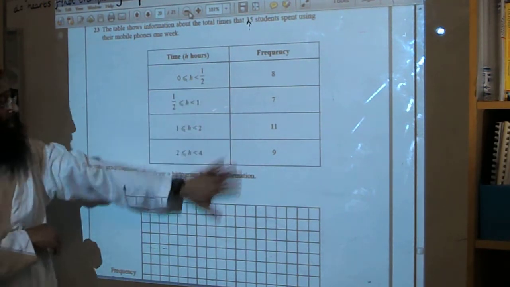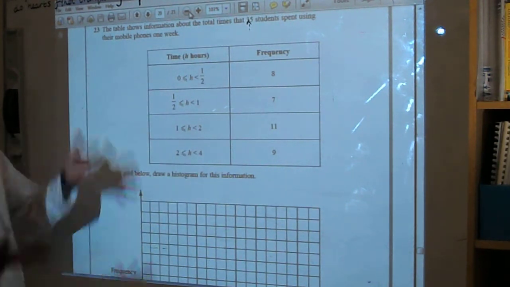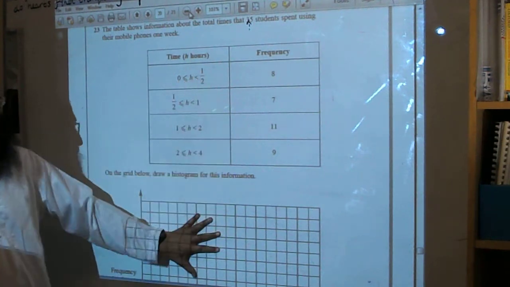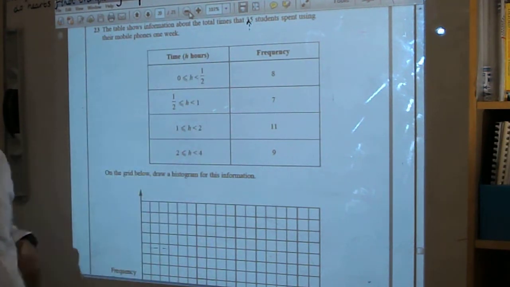We're going to have to do a table, and I have to use somebody's exam paper because I can't do both at the same time. I can't do the table and the graph at the same time. We'll have to do the table first and then rub it off and then bring the graph up, okay?